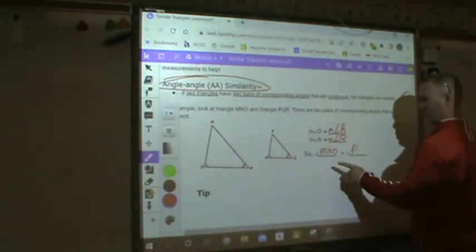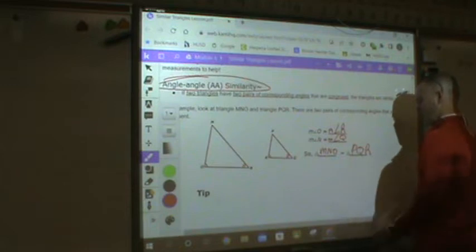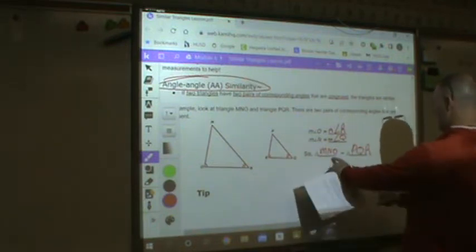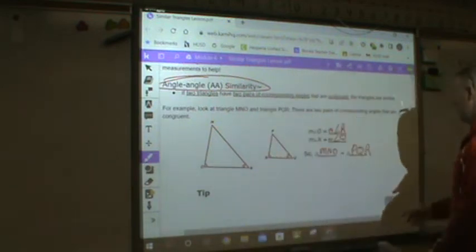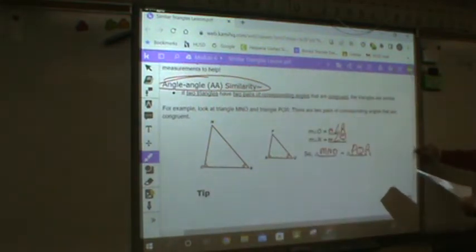P, Q, R. That way I know M corresponds to P, N to Q, O to R. That's how I know that, right? This is triangle similarity. It gives me a tip.